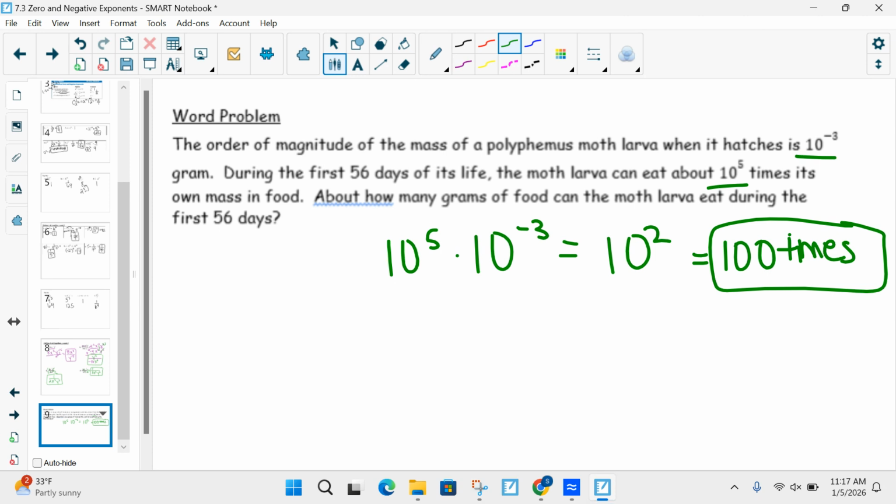Can you imagine eating 100 times your weight in food in the first 56 days of your life? I don't know.